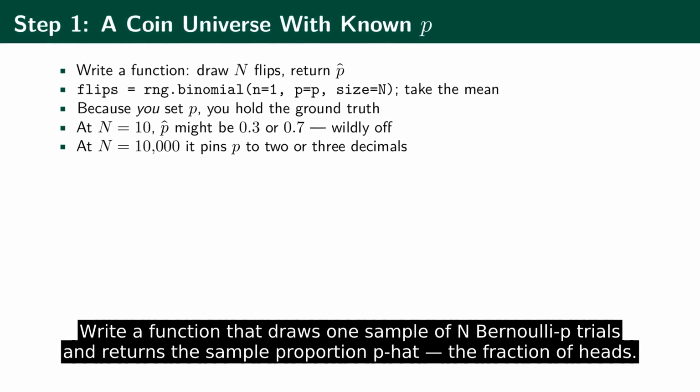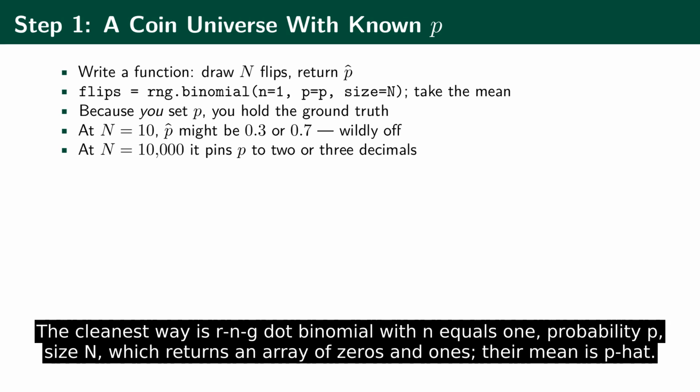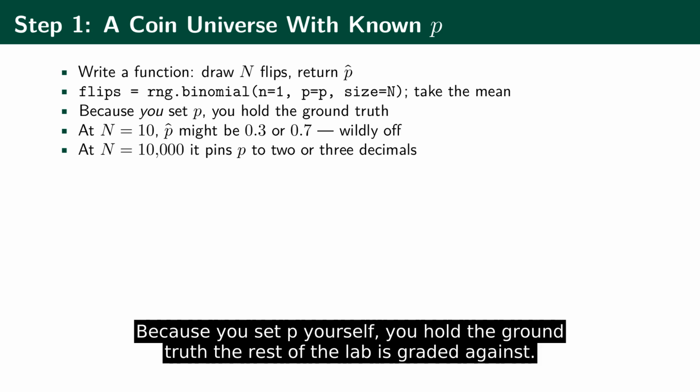Step 1. Build the universe. Write a function that draws one sample of n Bernoulli p trials and returns the sample proportion p hat, the fraction of heads. The cleanest way is Rng.binomial with n equals 1, probability p, size n, which returns an array of zeros and ones. Their mean is p hat. Because you set p yourself, you hold the ground truth the rest of the lab is graded against.